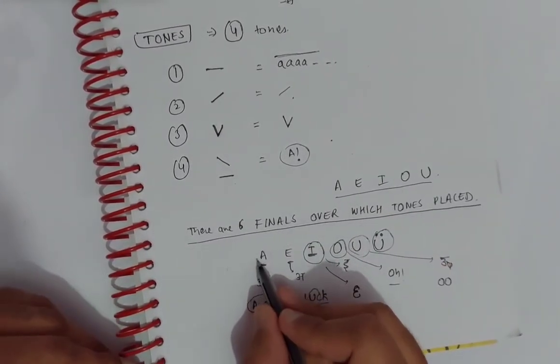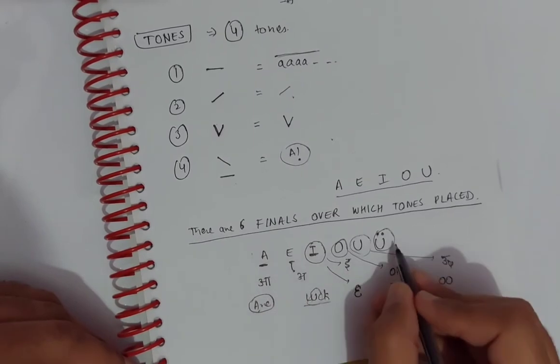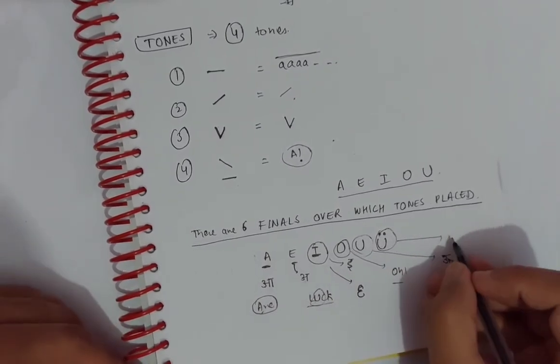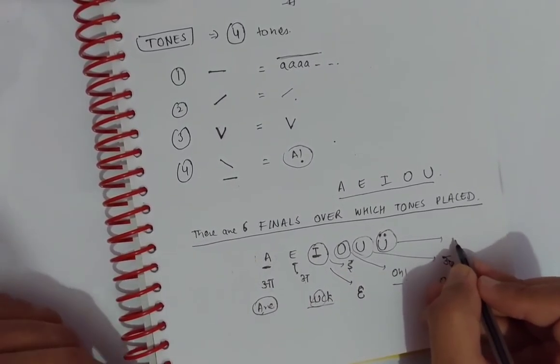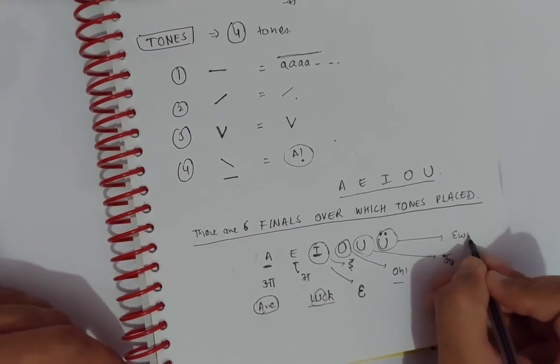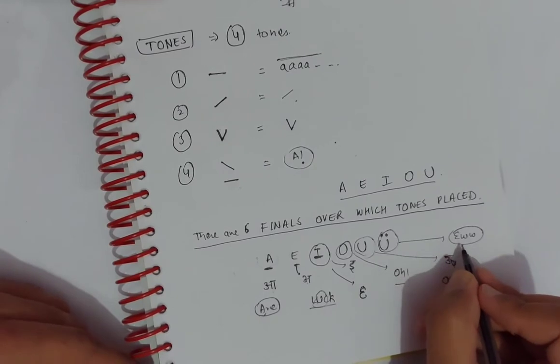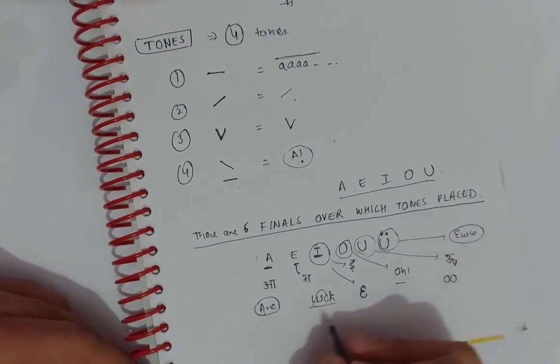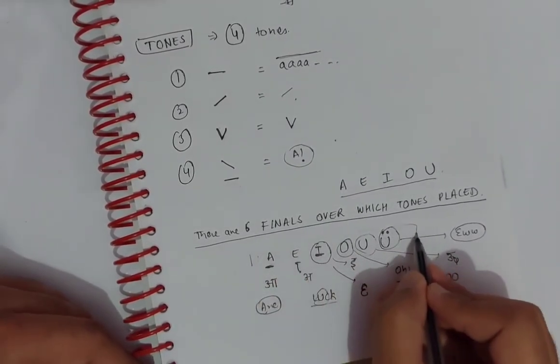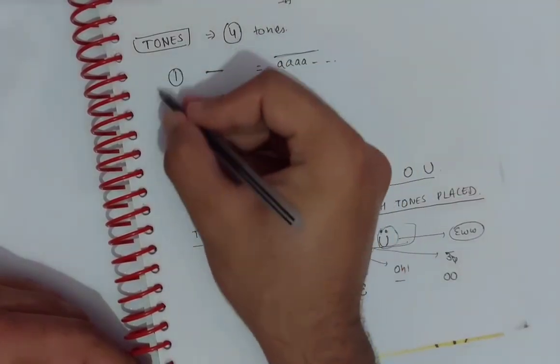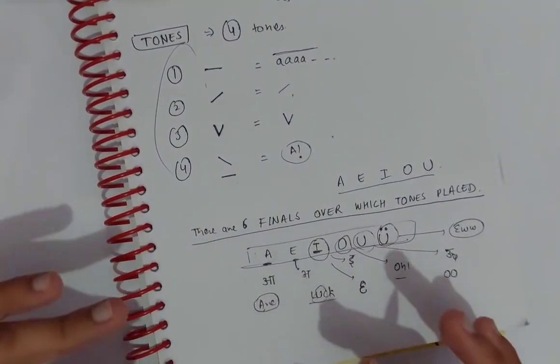So finals, there are some of the 6 finals, and this is pronounced as yu. Yu means you, like you say in English, you. So this is pronounced as you. Okay, so these are some of the 6 finals over which these 4 tones are going to be placed.